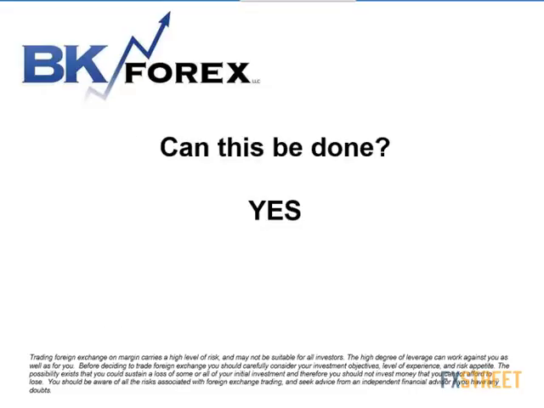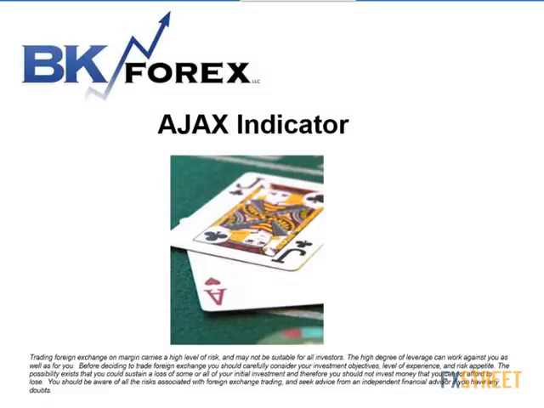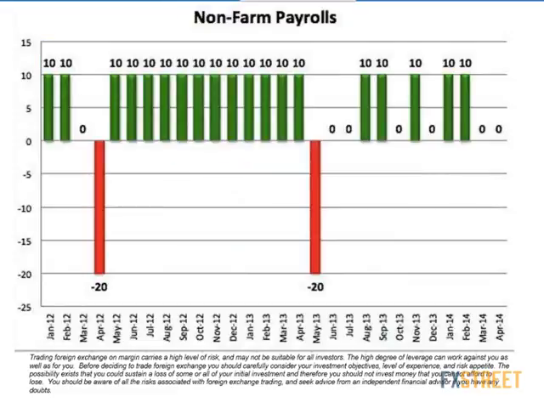Now you may ask, can these numbers be achieved? And my answer is yes. In fact, the strategy that I'm going to share with you today, or give you some insight into, which is called the Ajax Indicator, aims to maintain an 80% accuracy rate. This is how the indicator has traded NFPs over the past 2 years. In this scenario, we have 27 trades, and out of those 27 trades, only 2 have been losers.